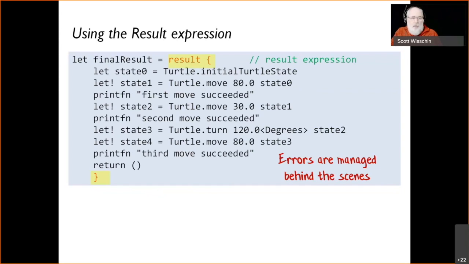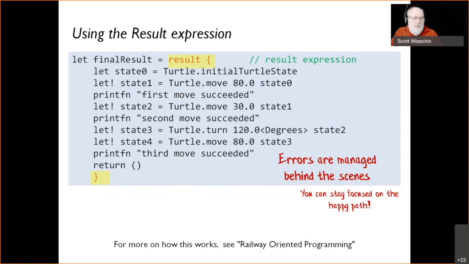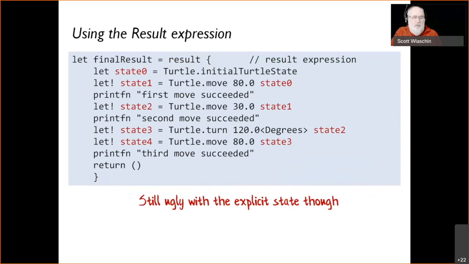And the error handling behind the scenes. If you're interested in this, I have a whole talk on this, railway-oriented programming, famously on this whole thing of doing error handling using result. Now, you notice that we still have all these ugly states everywhere, but can we get rid of that?